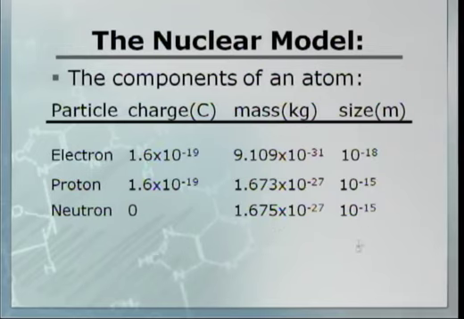And then look at the sizes. The sizes are very, very small. 10 to the minus 18 meters for the electron, 10 to the minus 15 for the proton and neutron. So in other words, the electron is about 1,000 times smaller than the proton.